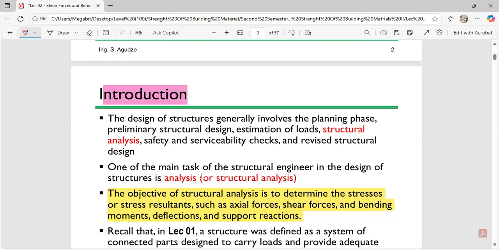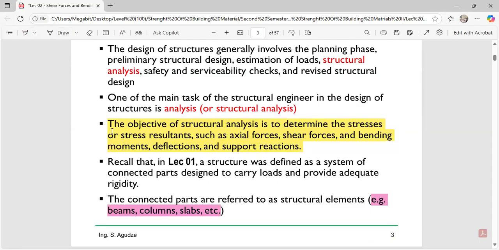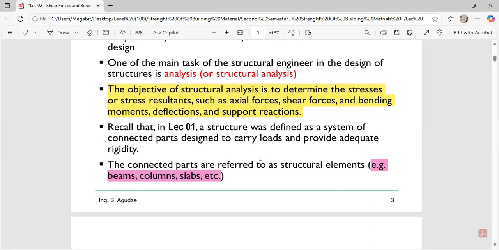One of the main tasks of the structural engineer in the design of structure is analysis or structural analysis. The objective of structural analysis is to determine the stresses or stress resultants such as axial forces, shear force, and bending moments, deflection, and support reaction.